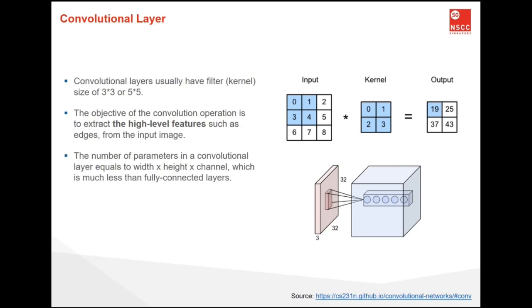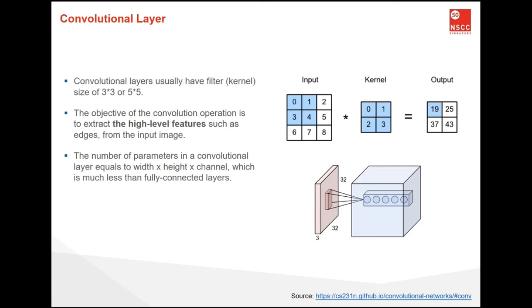Intuitively, the network will learn filters that activate when they see some type of visual feature, such as an edge or some orientation, or a blotch of some color on the first layer, or eventually the entire honeycomb or wheel-like patterns on higher layers of the network. Now, we will have an entire set of filters in each convolutional layer, and each of them will produce a separate two-dimensional activation map. We will stack these activation maps along the depth dimension and produce the output volume.